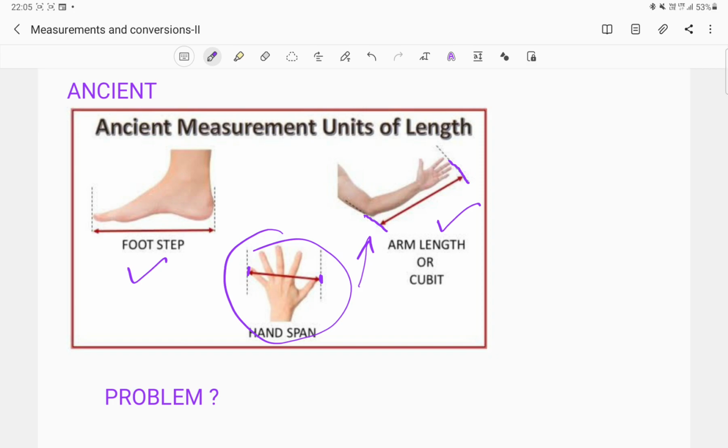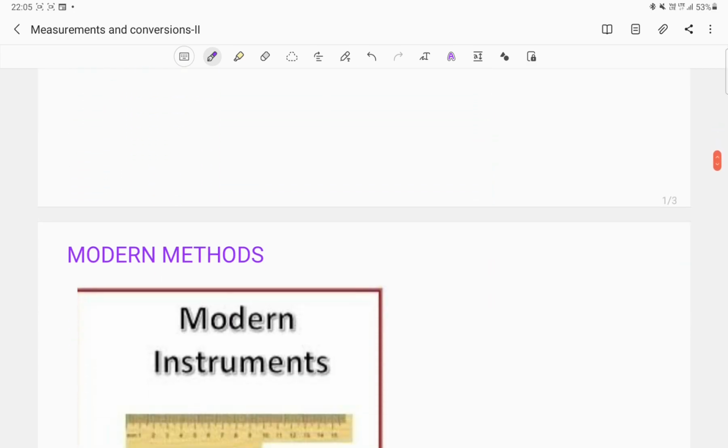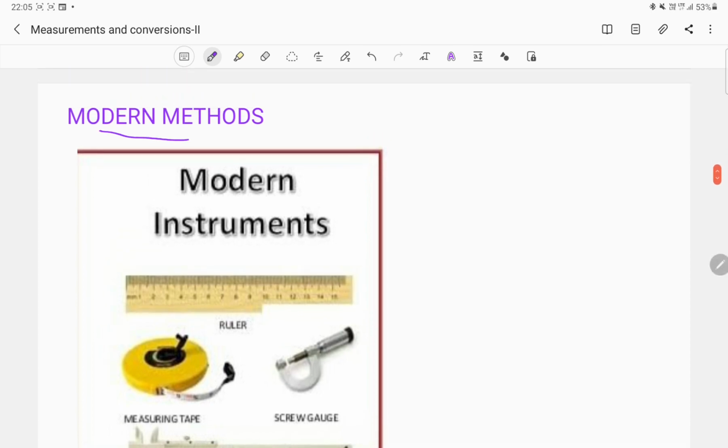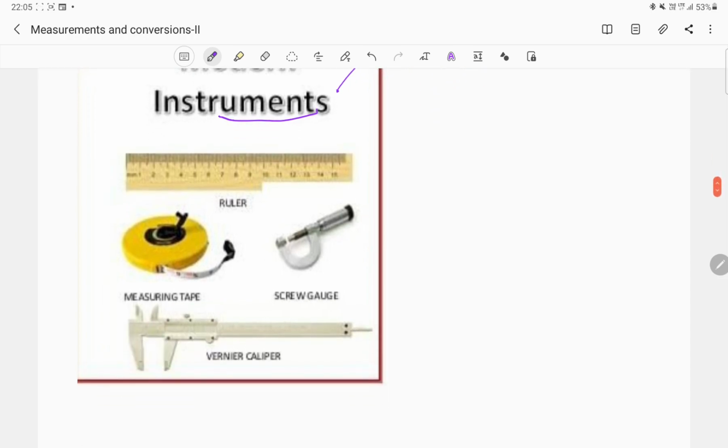So in modern times now, what do we make use of? We have come up with certain methods which are known as modern methods of measuring length. And we make use of certain tools or instruments, as we call them. Some of these common instruments are, this is a ruler. I'm sure you have used this in your class. Then we've got something called a measuring tape.